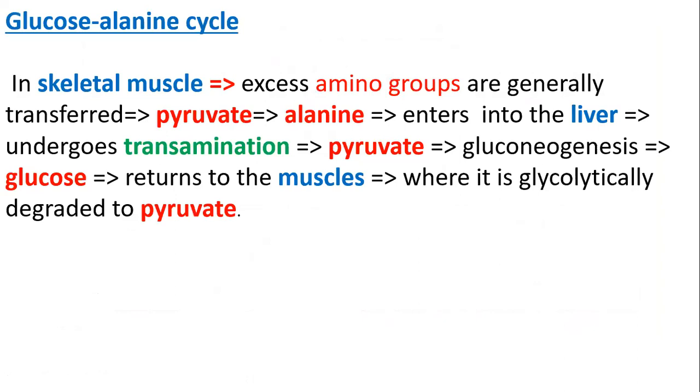Now we will discuss the glucose-alanine cycle. In skeletal muscle, excess amino groups are generally transferred to pyruvate, which is converted into alanine and enters the liver, where it undergoes transamination to be converted into pyruvate, which enters gluconeogenesis and is converted into glucose. Then this glucose returns to the muscles where it is glycolytically degraded to pyruvate. This we will see in the glucose-alanine cycle.